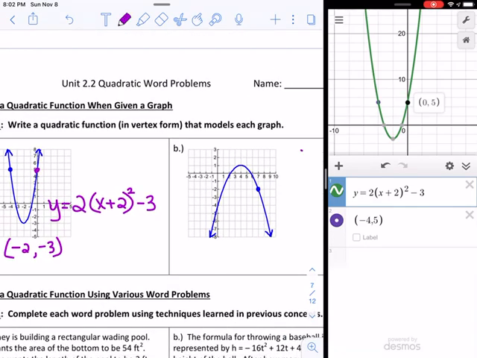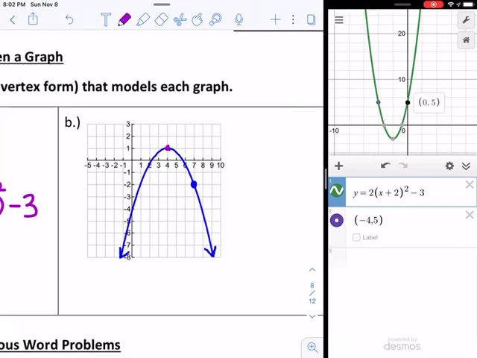Now the other one we have over here, our vertex is at 4, 1. So our transformation, we moved it to the right 4, so that's x minus 4, quantity squared, and up 1, so plus 1 at the end. Now this one is going to go down, and it's kind of stretched, or is it compressed? It's a little hard to tell.